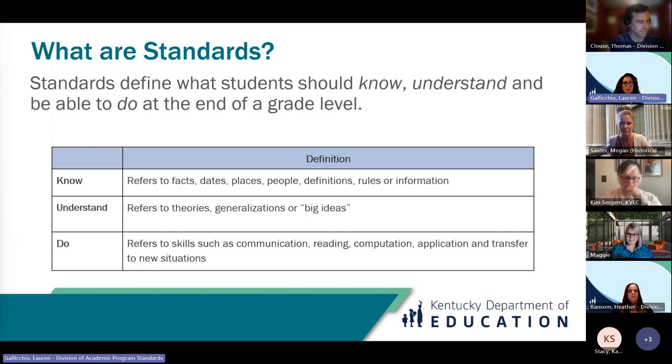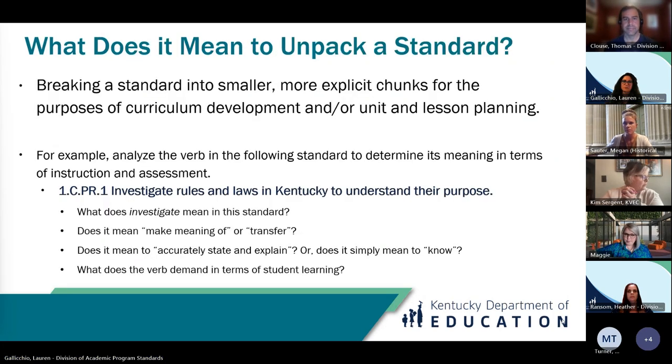Understand refers to those theories or generalizations or big ideas, those concepts and practices within the social studies that our disciplines are organized into. And then also do, that is all about the skills such as communication, reading, computation, application, transfer, citation, all those things that are essential skills when you truly have students engaging in the social studies.